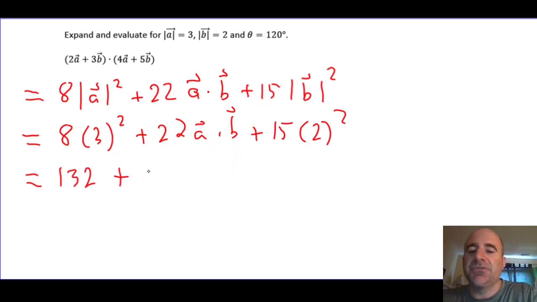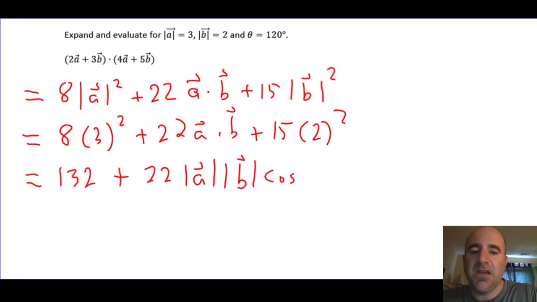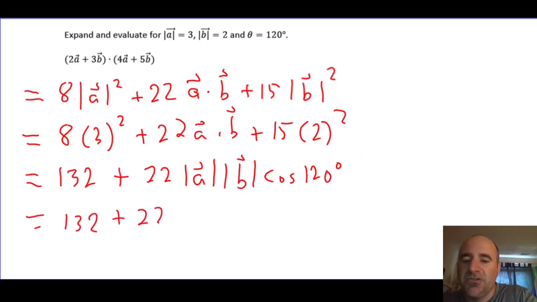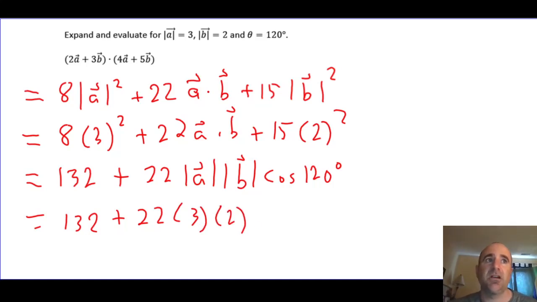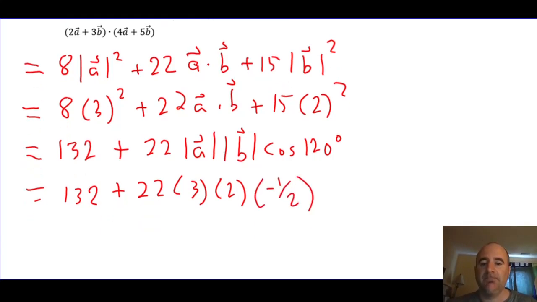Well, this is equal to 22 times the magnitude of A times the magnitude of B times the cosine of the angle between them, which is 120 degrees. So I can figure that out as well. I get 132 plus 22 times 3 times 2 times the cosine of 120. And because it's a special angle, the cosine of 120 is negative 1/2. So I end up getting 132 take away 66 for my final answer of 66.